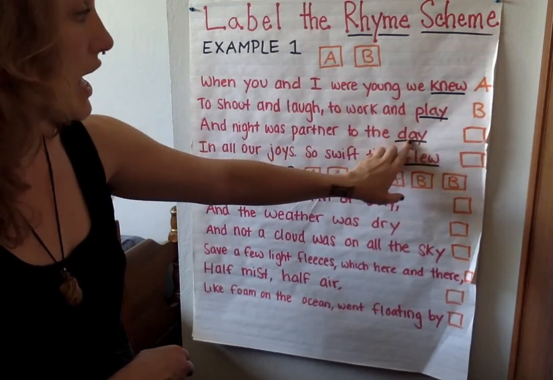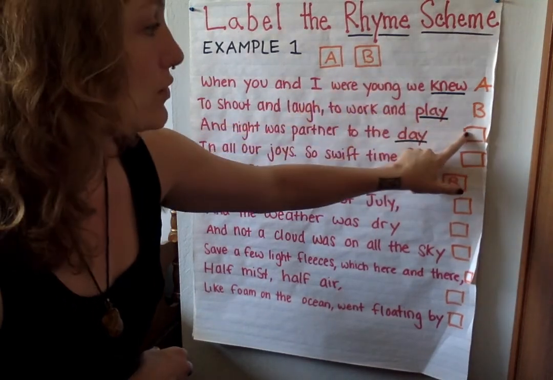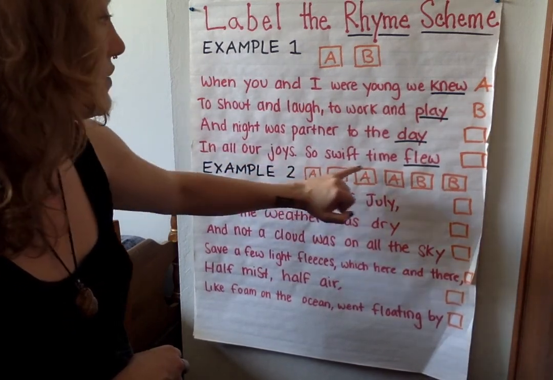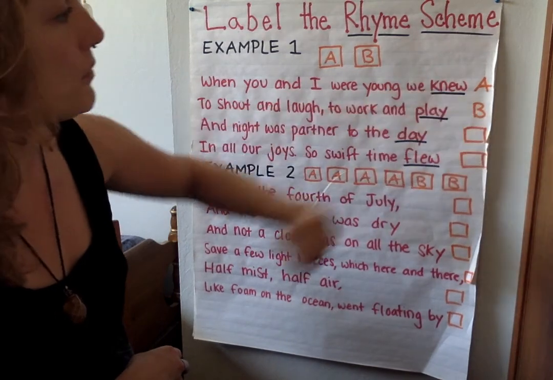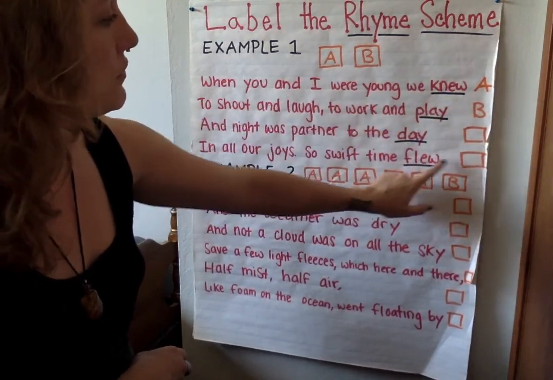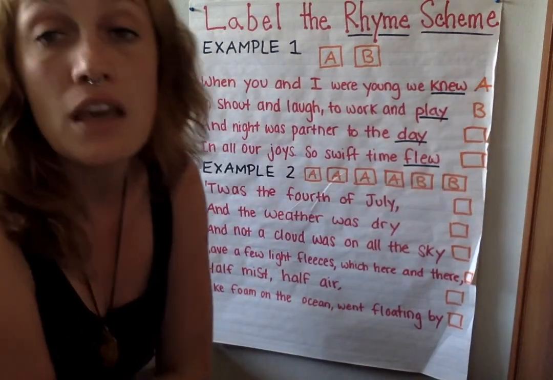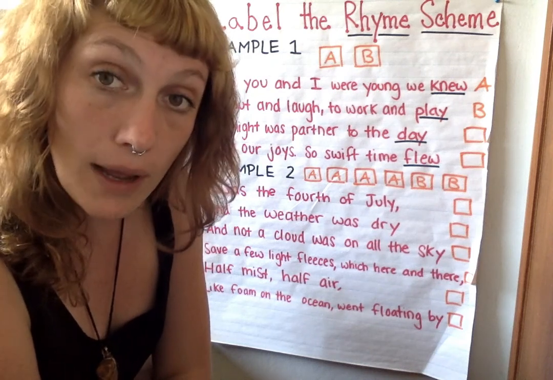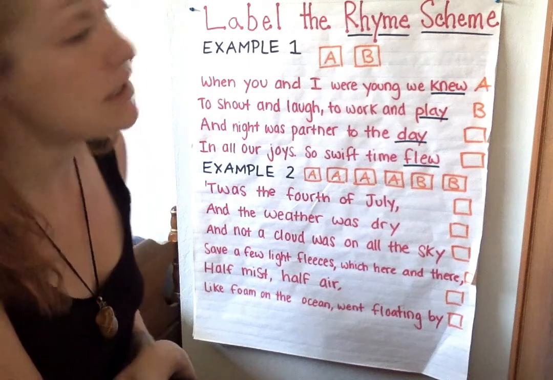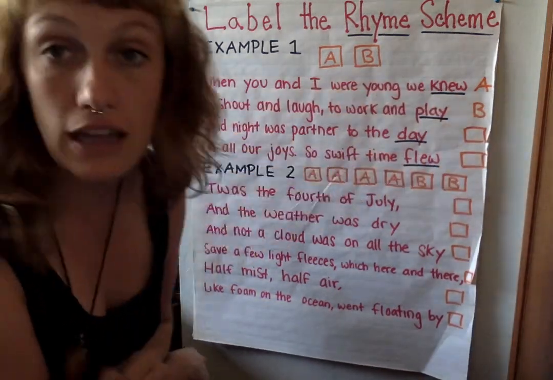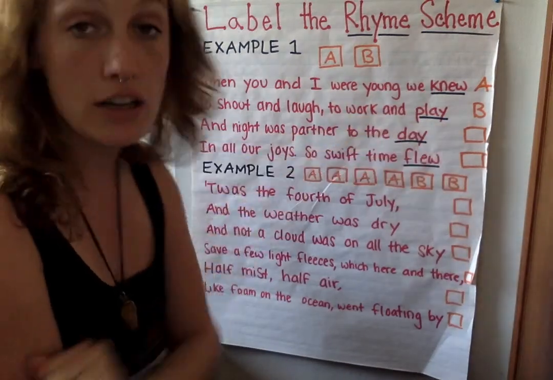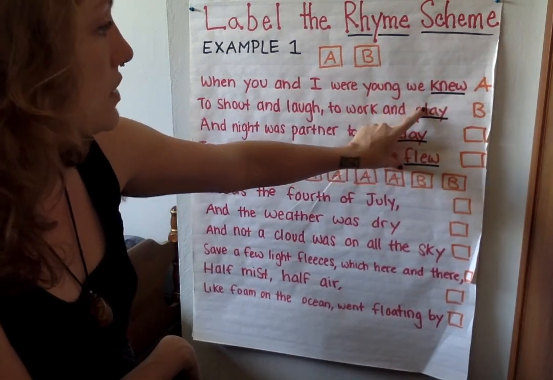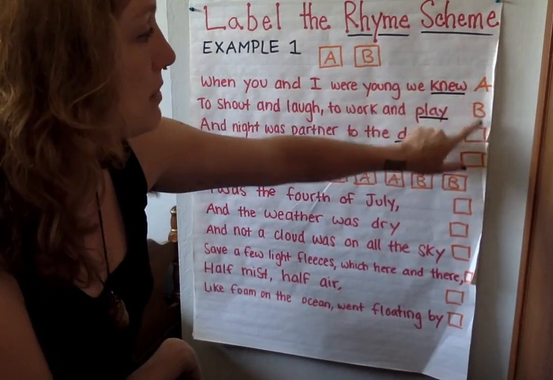Okay, well, based on what we just said, probably you're going to drag this B over to this box because play and day rhyme. In all our joys, so swift time flew, and flew rhymes with new. New is an OO sound, so flew is an OO sound, so you drag the A over, okay? So basically what you're doing is tracking which words in the poem rhyme, which lines rhyme with each other, right? In this case, the first and the fourth line contain rhymes, and the second and the third line contain rhymes. So the A rhymes are at the first and fourth, and the B rhymes are at the second and third. So what's the rhyme scheme? It's A, B, B, A.